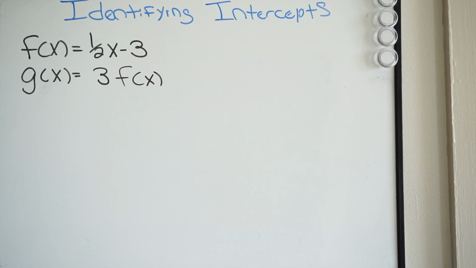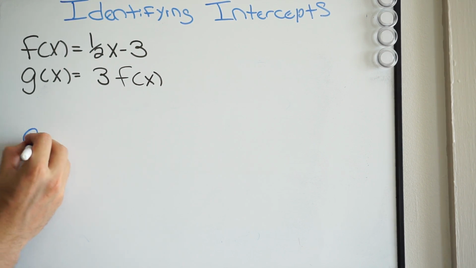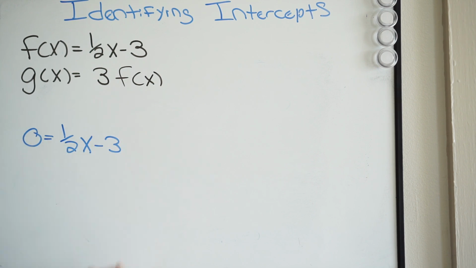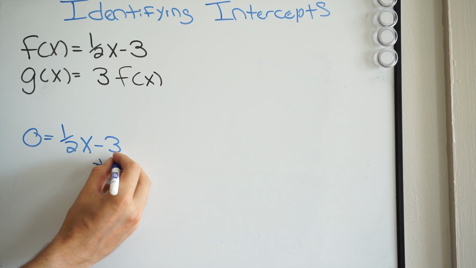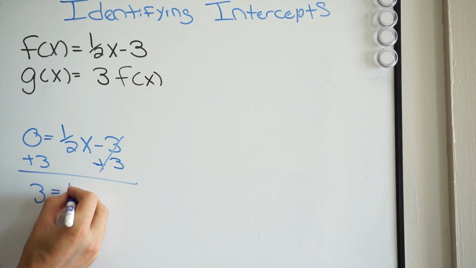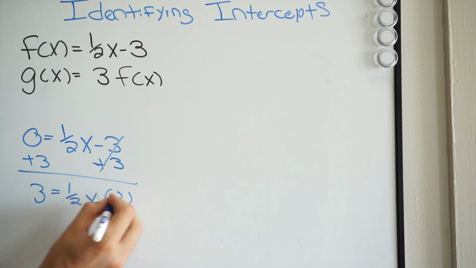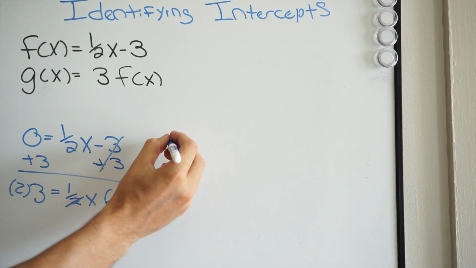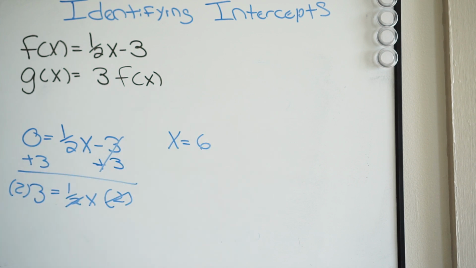Let's do this in a different color. So this will be 0 equal to 1/2 x minus 3. And all we're going to do here is solve for x. We're going to add 3 on both sides. This cancels. We have 3 equals 1/2 x. Multiply both sides by 2. Cancels, cancels, and we're left with x equals 6. So that's where it's crossing the x-intercept, at 6.